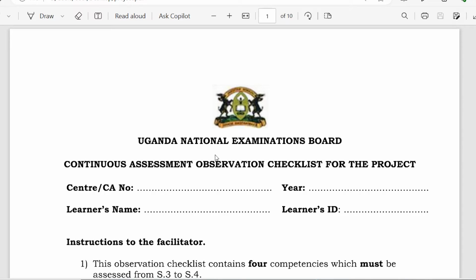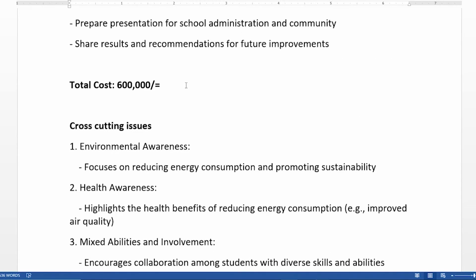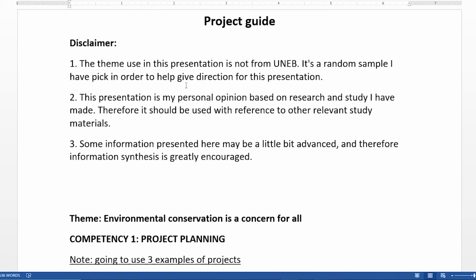This is where I give you a guide, with a sample project, through how you can do or guide your learners to take or to do the projects in the new curriculum. So before I begin with the project guide, I want to put this disclaimer.